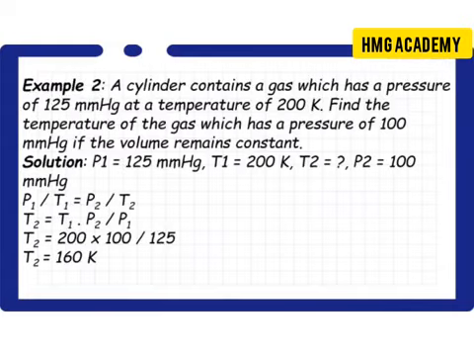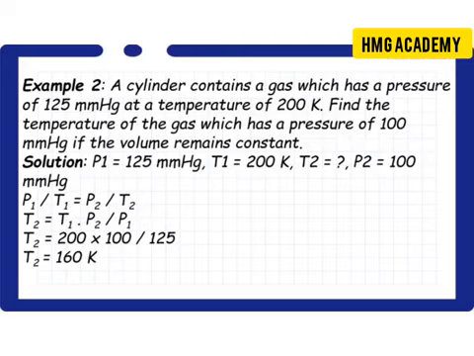Example 2. A cylinder contains a gas which has a pressure of 125 mm mercury at a temperature of 200 Kelvin. Find the temperature of the gas which has a pressure of 100 mm mercury if the volume remains constant. Solution. P1 is equal to 125 mm mercury, T1 is 200 Kelvin, T2 is unknown, while P2 is 100 mm mercury.